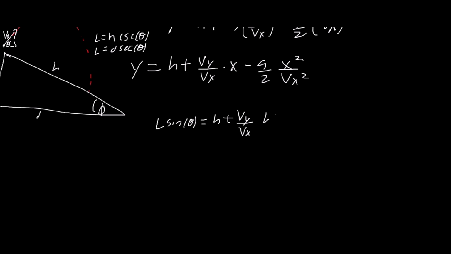This would be L cosine of theta. Notice that I'm substituting everything into its proper variables. And notice that, oh, and this is phi, not theta. Let me write this and then I'll change it here. Minus g over 2 vx square L cosine of phi.